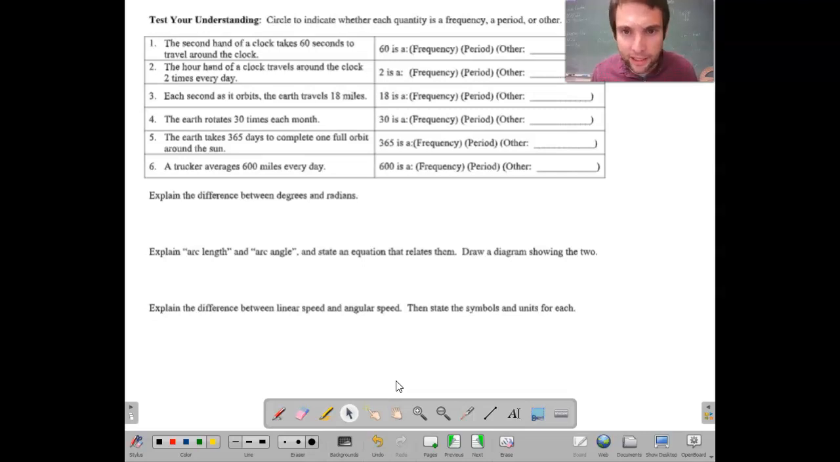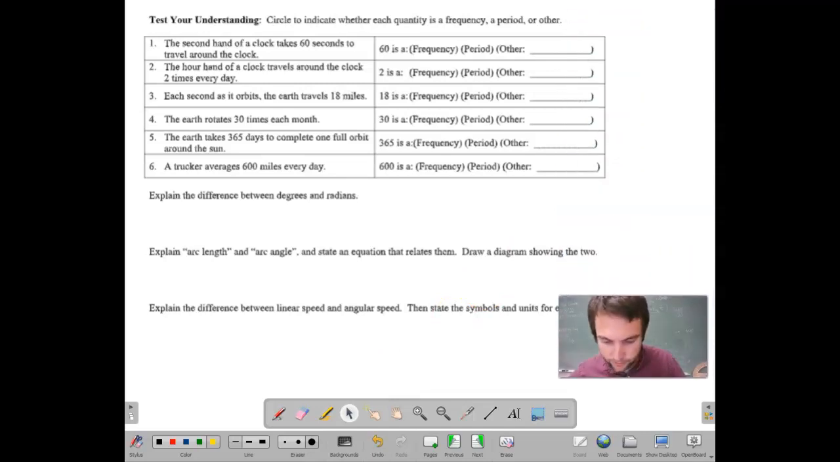Circle to indicate whether each quantity is frequency, period, or other. The second hand of a clock takes 60 seconds to travel around the clock. 60 seconds to go all the way around the clock. That is period.